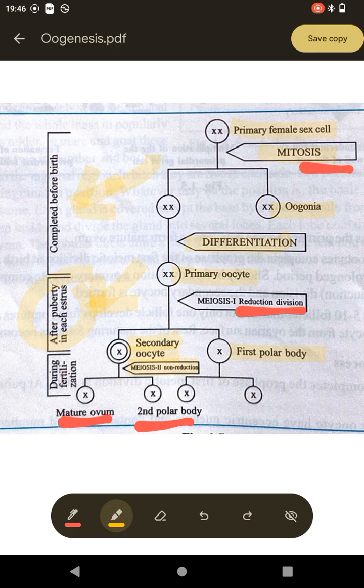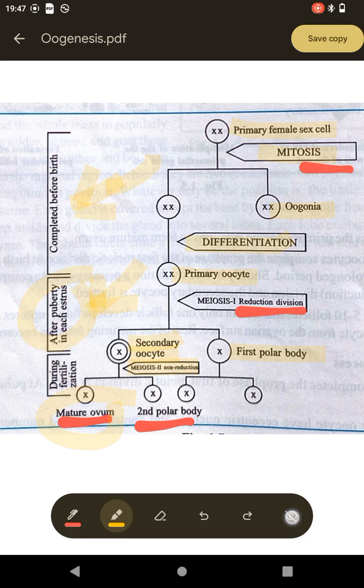These primary follicles at puberty, due to the hormonal changes, will resume their meiosis that was arrested at prophase I of meiosis, and form the secondary oocyte. Secondary oocyte formation will occur prior to ovulation, and in ovulation the secondary oocyte is released from the ovary, and when the sperm comes and fertilizes the secondary oocyte, then the formation of a mature ovum will occur. So this is the process of formation of the mature ovum.